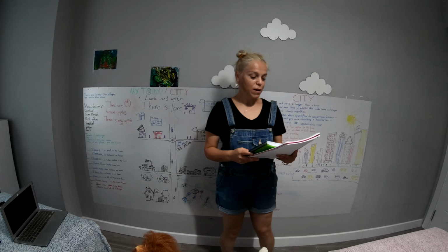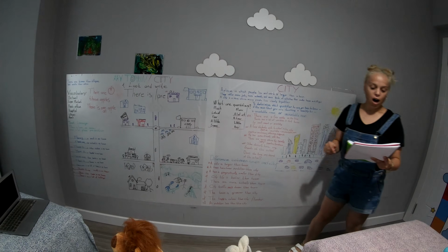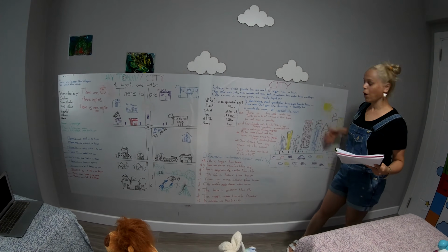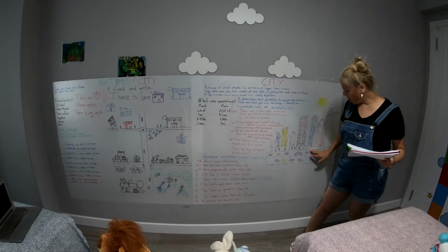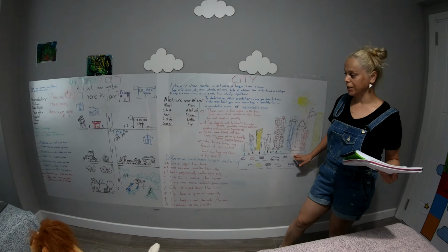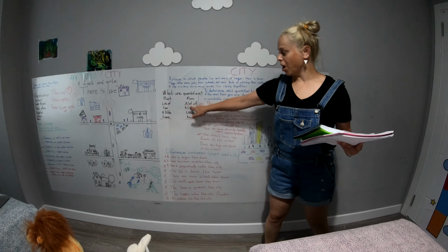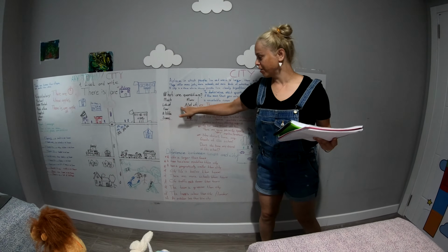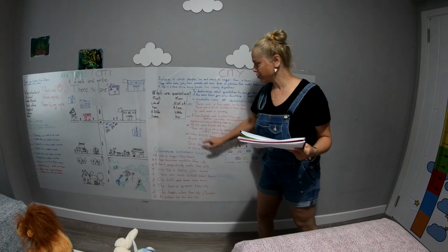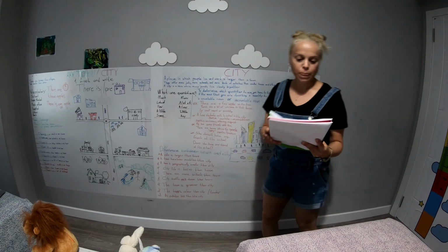Okay, Osman said, the city is so crowded. A lot of people are walking on the street. Osman used a lot of. Very good. A lot of people walking on the street. Very good.